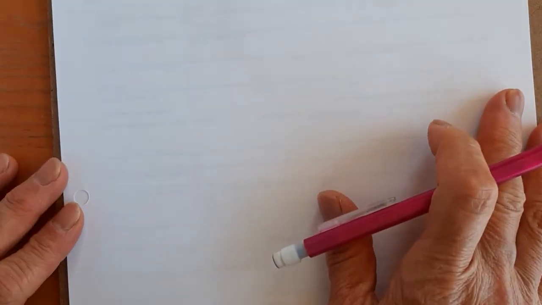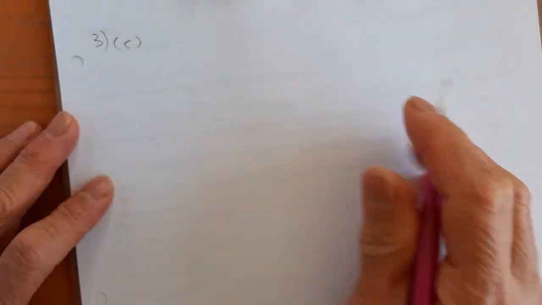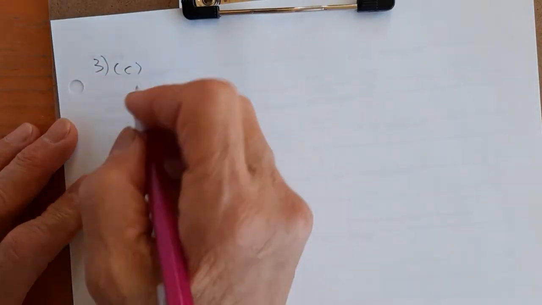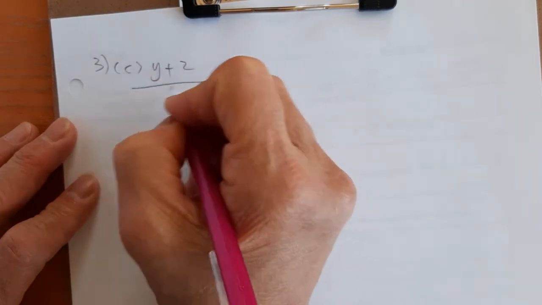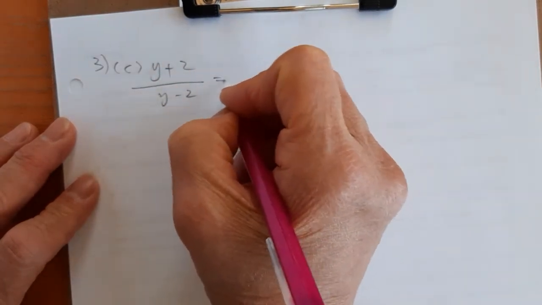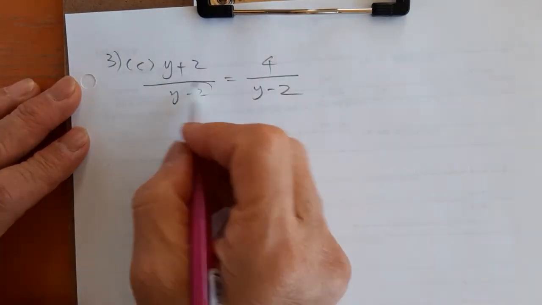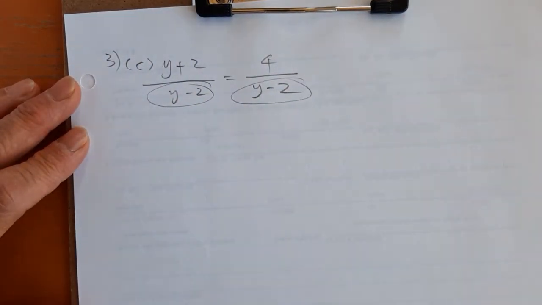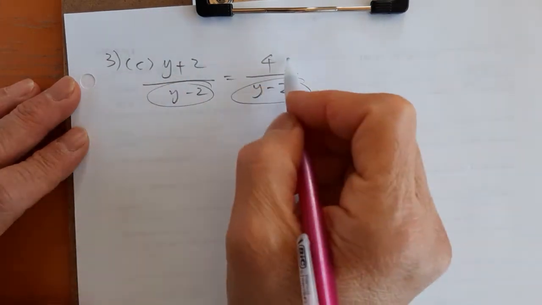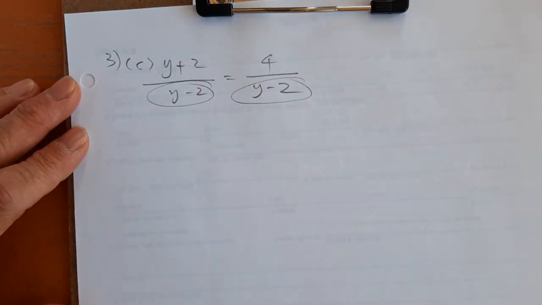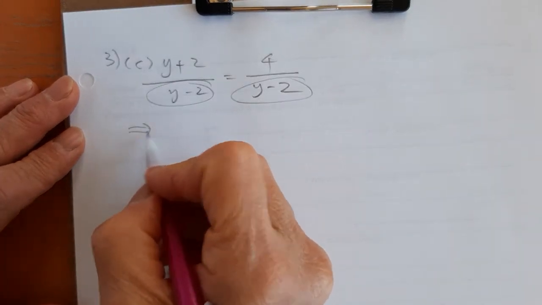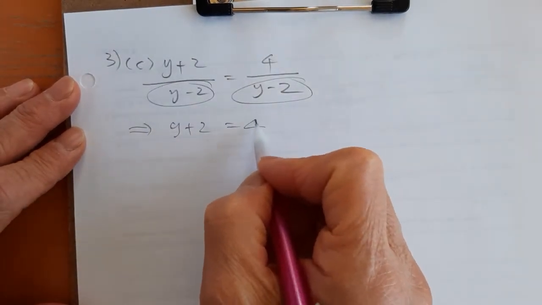Then question 3C. Also solve for y: y plus 2 over y minus 2 equals 4 over y minus 2. Now, since they have the same denominator, y minus 2, and we solve for y, the numerators should be equal. So therefore, y plus 2 equals 4.